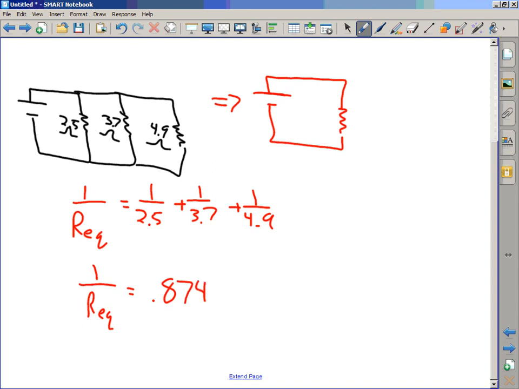That's not the answer. I've got to take the inverse of that. I figured out what 1 over REQ is, right? I've got 1 over REQ equals that. Most common mistake, and I promise you someone's going to make it on the test this unit. Swear to you, okay? It's never failed.